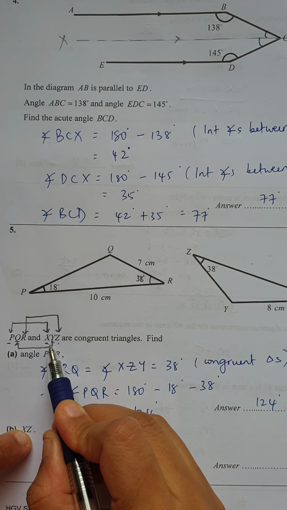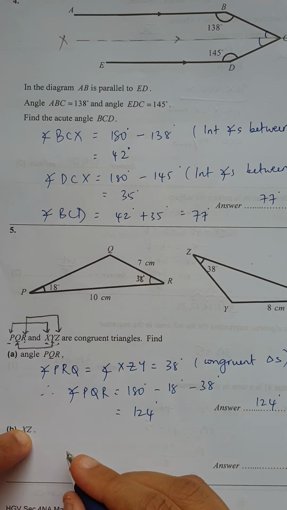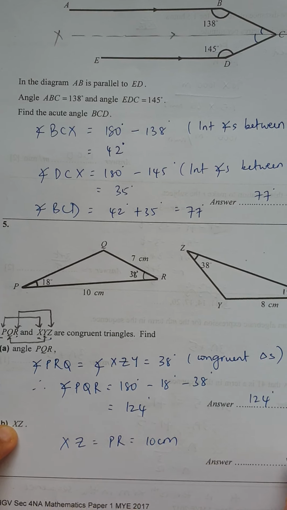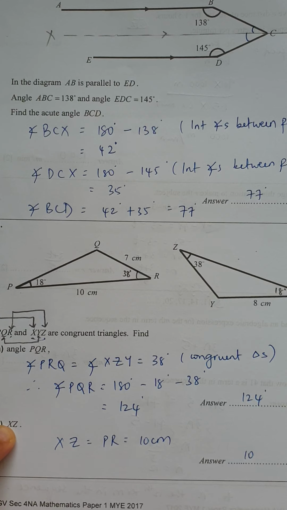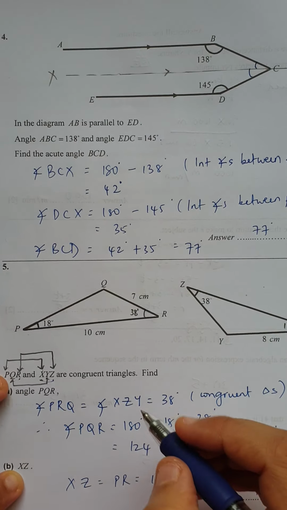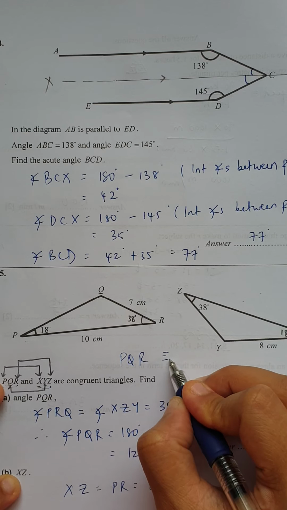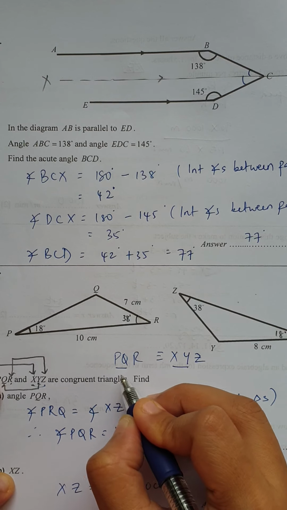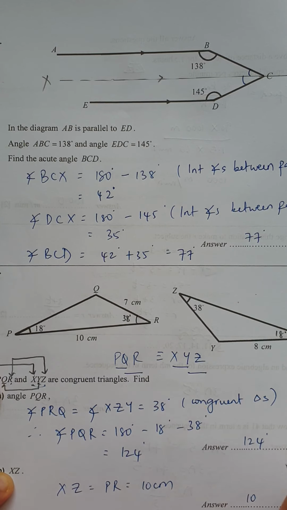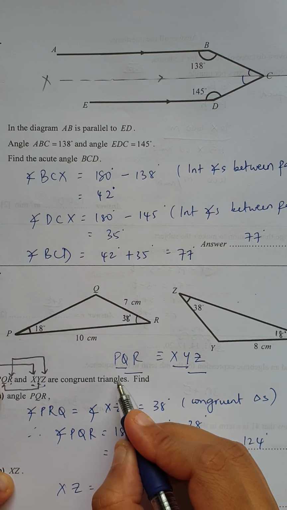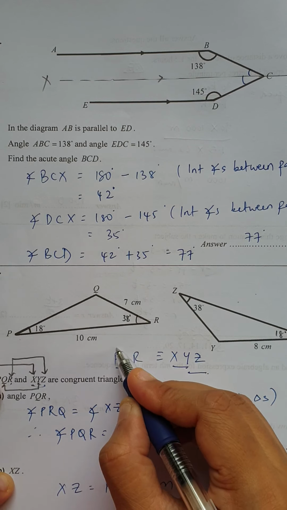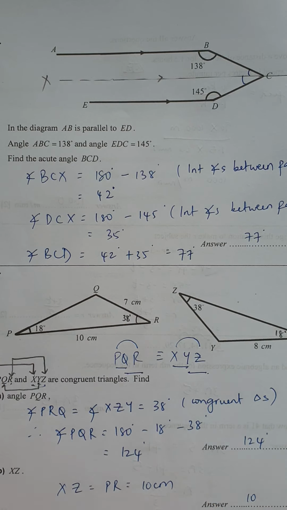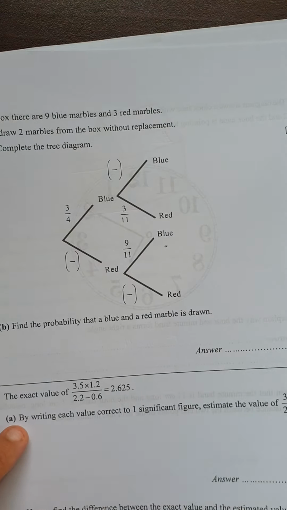Next says, can you find XZ? XZ is here. XZ is going to be the same as PR. I already know PR is 10, so the answer is just 10 cm. Okay, you can just look at the corresponding sides. If I have PQR congruent to XYZ, if I want to find PQ, it will be the same as XY, and then QR same as YZ. If I want PR, it's going to be the same as XZ and so on. Okay, the corresponding sides and the corresponding angles will be the same.